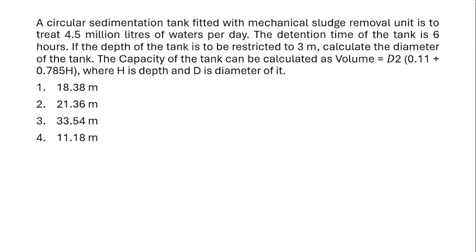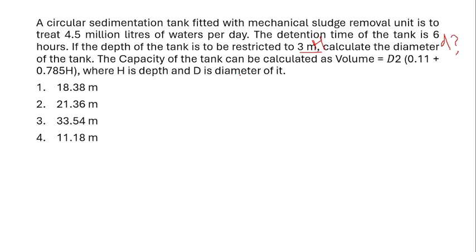Now the next question: a circular sedimentation tank fitted with a mechanical sludge removal unit is to treat 4.5 million liters of water per day. So every day, 4.5 million liters of water are treated. The detention time of the tank is 6 hours. So for 6 hours it is going to retain the water in it. The depth of the tank, which is height H, is 3 meter. Calculate the diameter of the tank. D is unknown. That is what is asked to find.